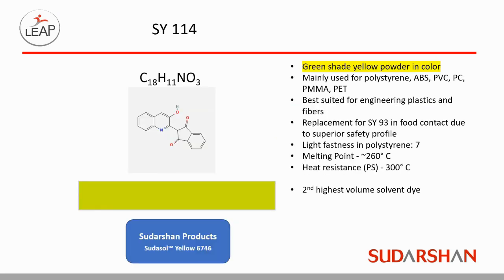As far as in the yellow space, there are a couple of solvent yellows that we have. The solvent yellow 114 is a little bit more to the green shade in terms of its color. Very well suited for a variety of polymers. It has good heat stability as well. It's a pretty high volume solvent dye. We have our newest entry into the Sudasol brand name, our yellow 6746.